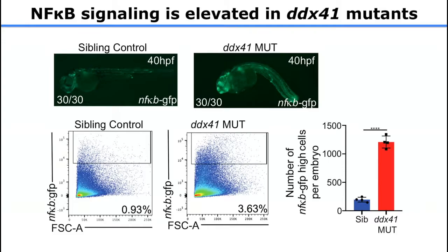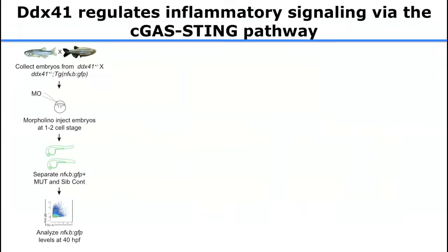So the first thing we did is we knew we had this interferon response, but do we have an NF-kappa B response? So what we did is we used a transgenic zebrafish that expresses GFP under an NF-kappa B regulatory element. So this is reading out NF-kappa B activity. And hopefully you can see this is the sibling control, and this is a mutant animal. You kind of see elevated NF-kappa B everywhere. And then if we use flow cytometry to quantify the number of NF-kappa B high expressing cells, we see this really high increase of this activity in the DDX41 mutants.